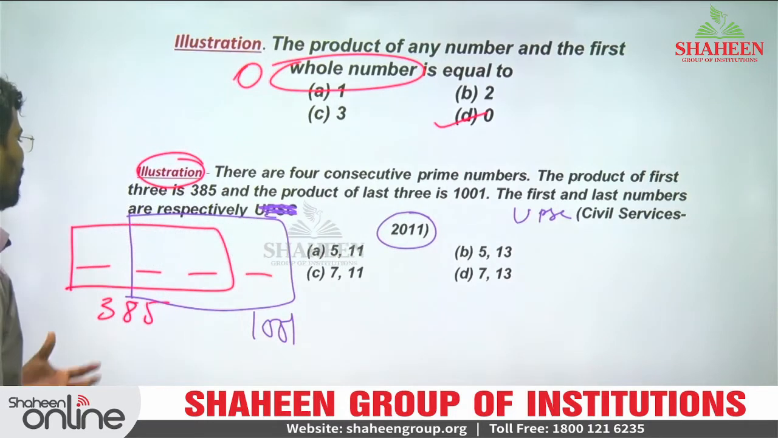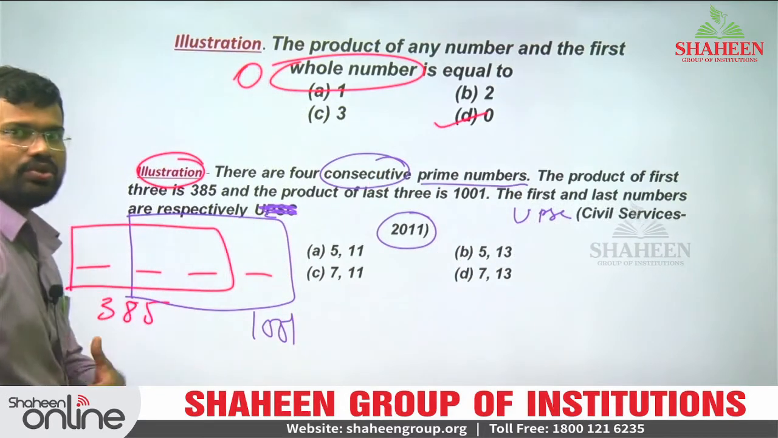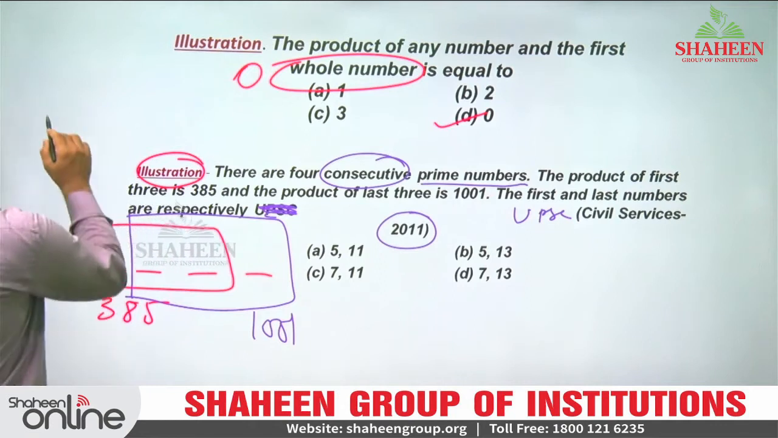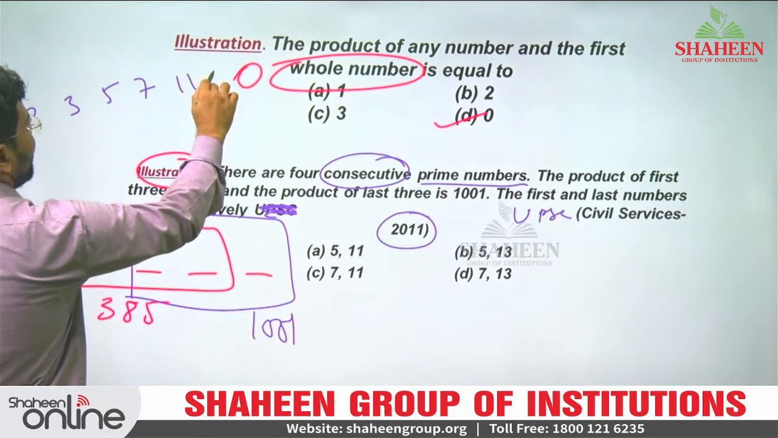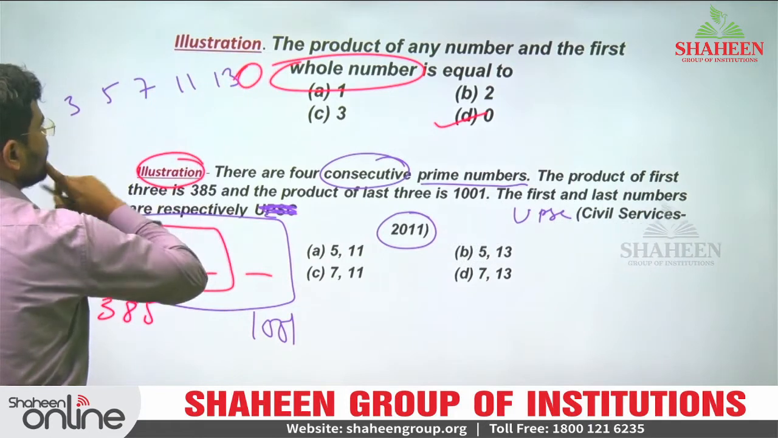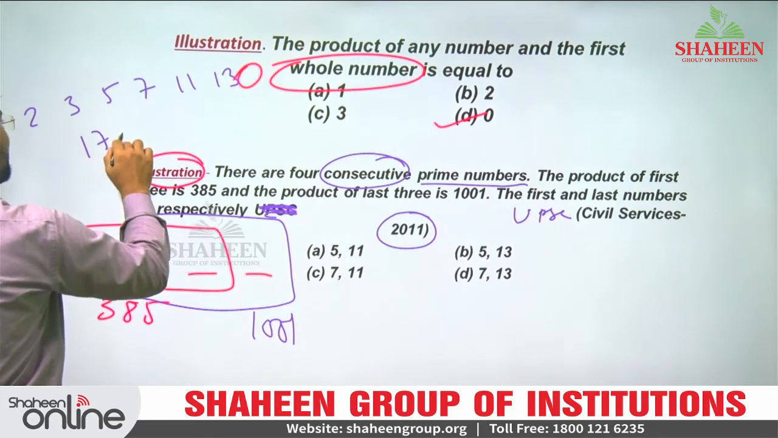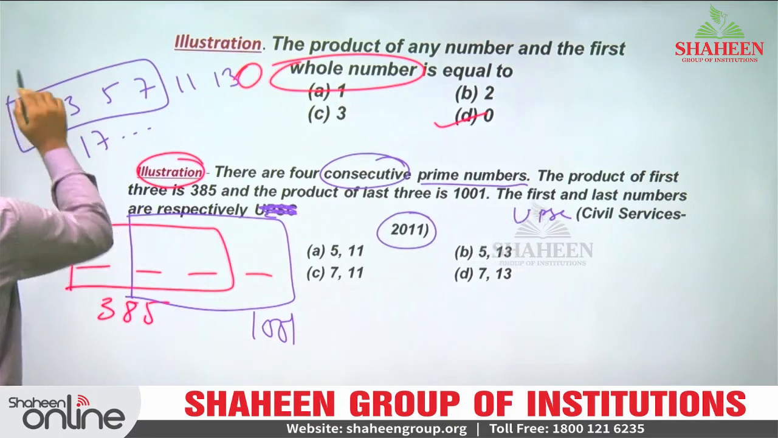Yes, sir. Now look here. Consecutive prime numbers. What do you mean by consecutive? One after another. Now, what are the prime numbers that we have? We have 2, 3, 5, 7, 11, 13, 17 and so on. Let us take first 4.